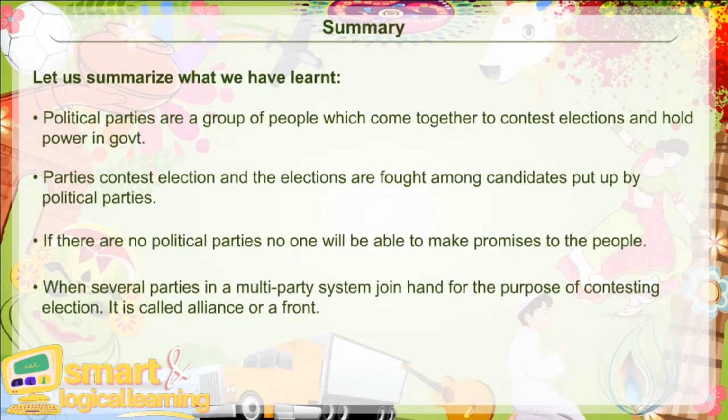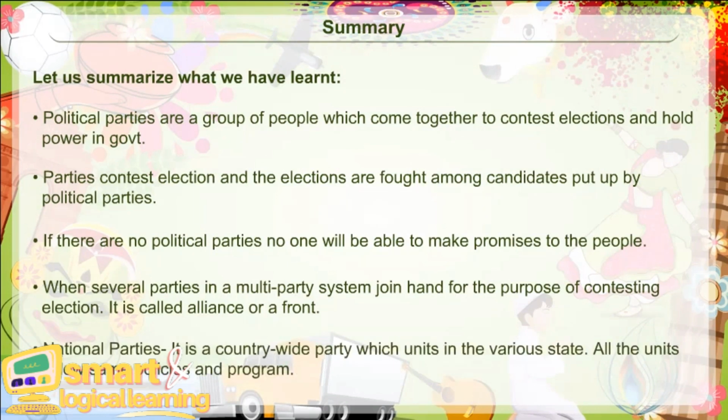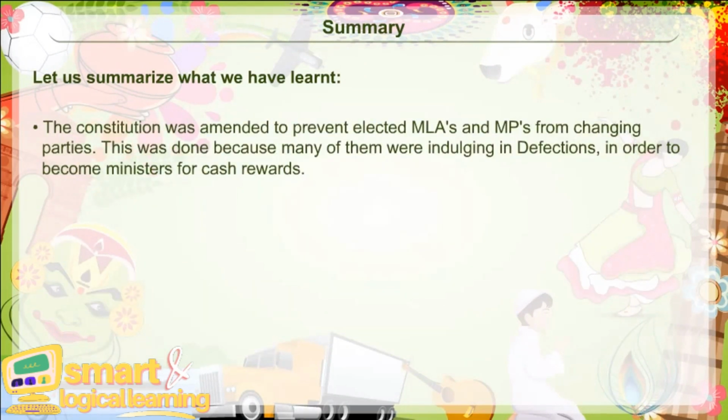When several parties in a multi-party system join hands for the purpose of contesting elections, it is called an alliance or a front. National parties. It is a country-wide party which unites the various states. All the units follow some policy and program. The constitution was amended to prevent elected MLAs and MPs from changing parties. This was done because many of them were indulging in defections in order to become ministers or for cash rewards.